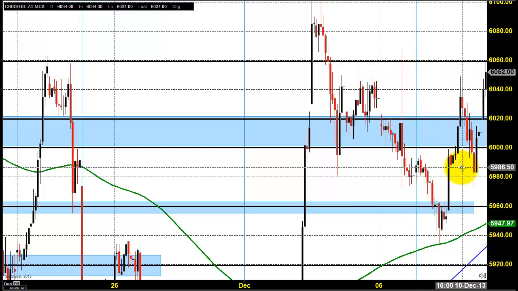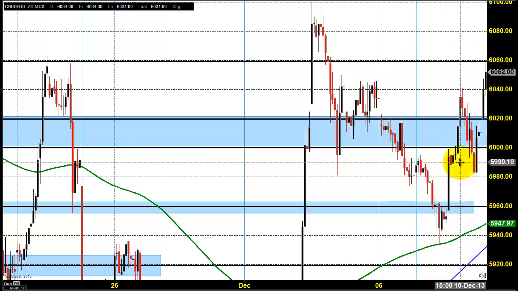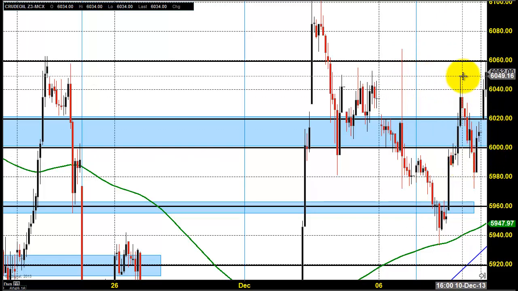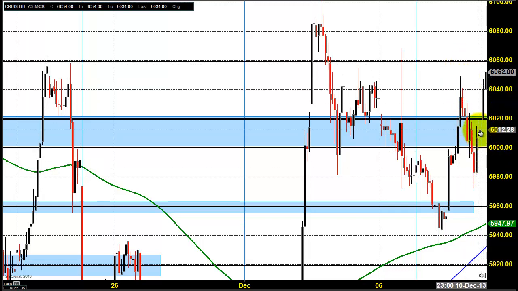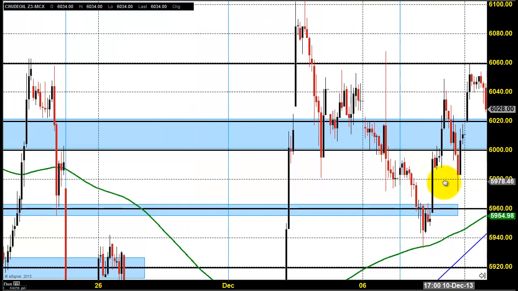So what happened on Tuesday? That was on 10th of December. The price went and tried to test the 6060. Whenever we say a support and resistance, it is not a single line, it is a zone. Then the price came down but closed within the key zone of 6000 and 6020, which is a great psychological zone. What happened on the next day?